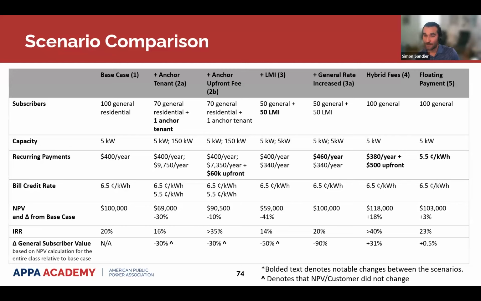But if you'd like to know, Gabe, just let me know and I can send you the capacity factor. It's the same for all these scenarios.